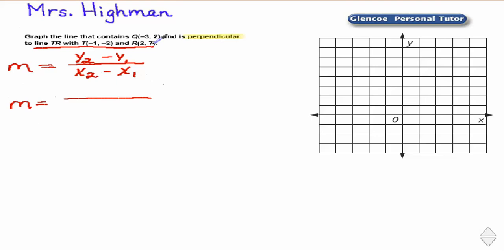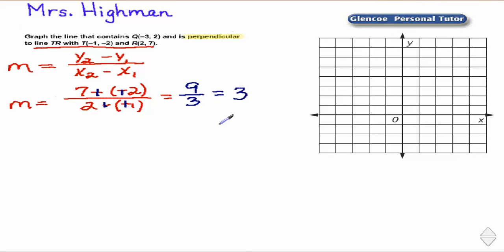We're going to start with 7. We're going to subtract from that -2. And in the denominator, the x's, we'll start with 2 and subtract from that -1. All right, well, let's simplify that a little bit. We know here when we subtract a negative, those both become positive, and the same here. So 7 plus 2 now is 9, and 2 plus 1 is 3, and that can reduce. 9 divided by 3 is 3.